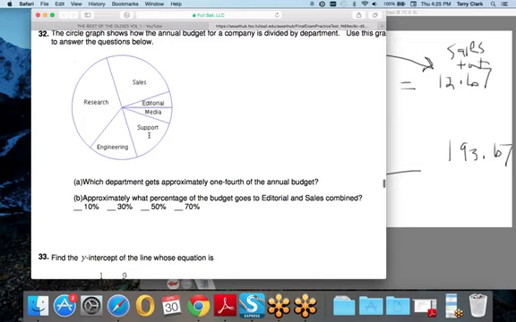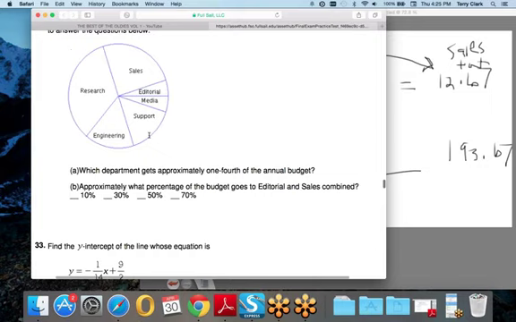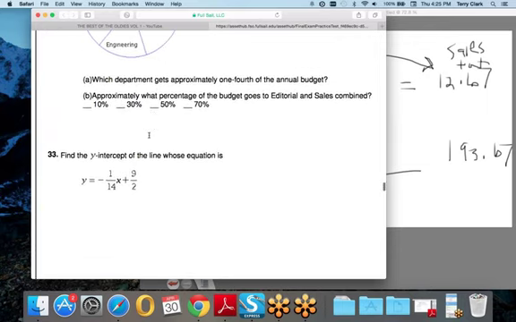Approximately what percentage of the budget goes to editorial and sales combined? I'm going to say that's going to be 30%. Can't be 10% because the sales is 25%. Can't be 50% because the sales, editorial, media, and support together equal 50%. And it definitely can't be 70% because the sales and editorial is on the side where that entire side is combined for 50%. So the sales and editorial together have to be 30%.